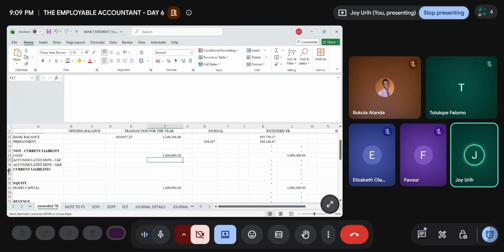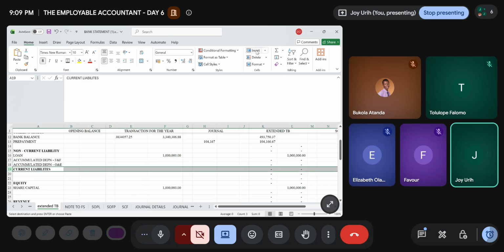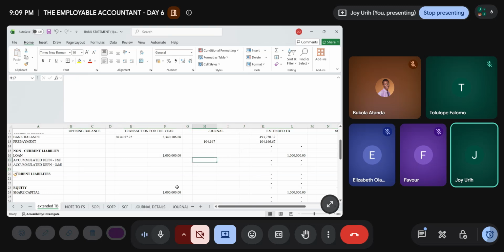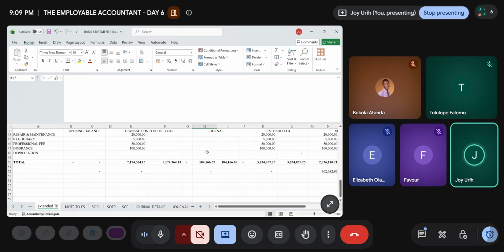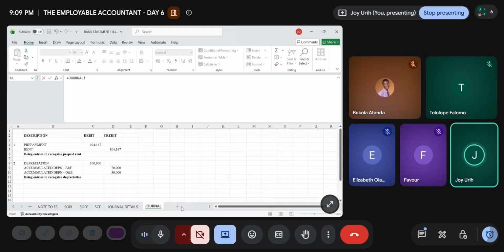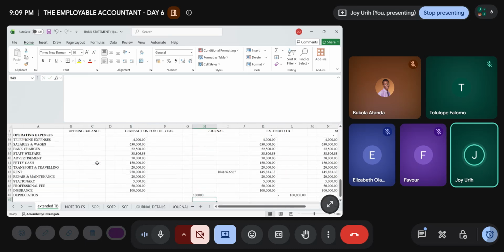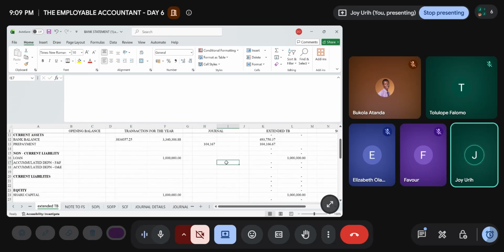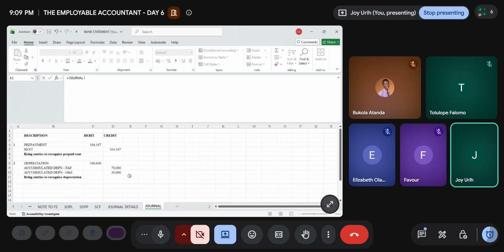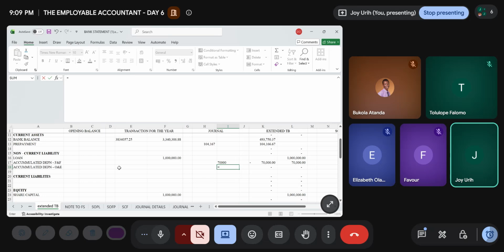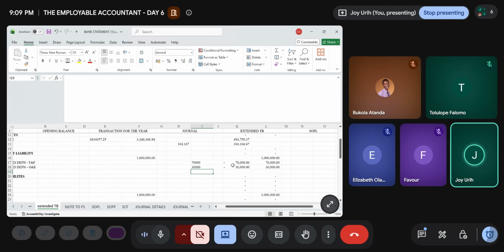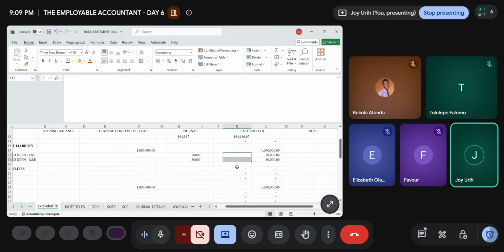So the next thing I want to do is bring in the figures. First of all, my depreciation is on the debit side under the journal. Remember, we are posting them under the journal. Then the next is my accumulated depreciation on the credit side. Then check, are they all in order? This one is on the credit side. Under my extended TB it should not be on the debit side, because on the debit side it's showing as negative. So I'm going to delete those ones appearing in negative.